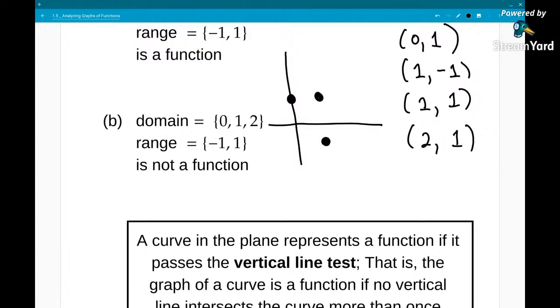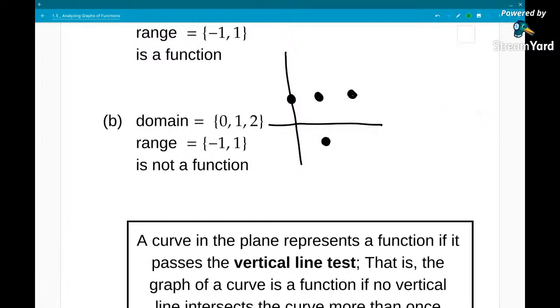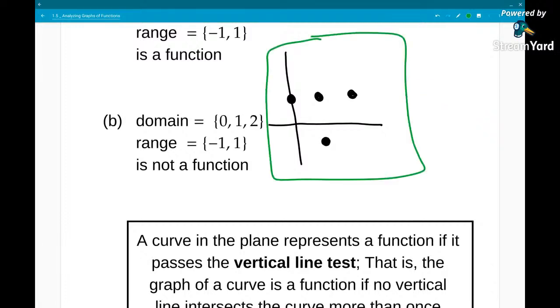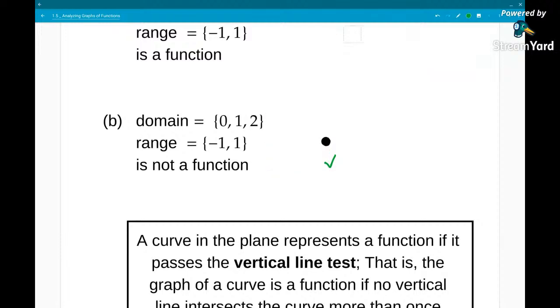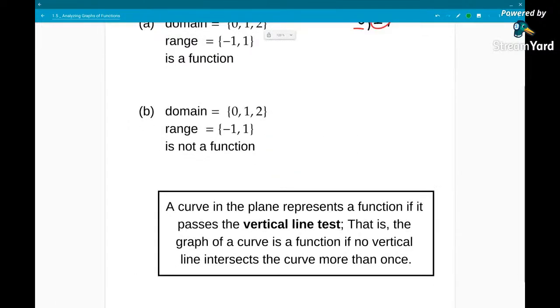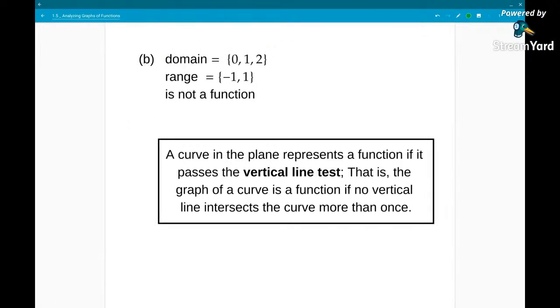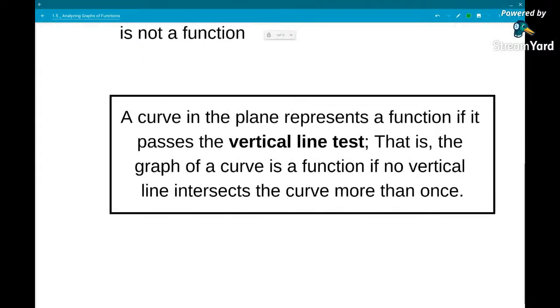Right. Then we have 2, 1. Now, remember, this was the problem. I purposely made that not function. Now, erase all that. Just look here. Just looking at the graph, I know this entire graph is not a function because there's a vertical line that connects 2 points. All right. And so this is what is now called the vertical line test.